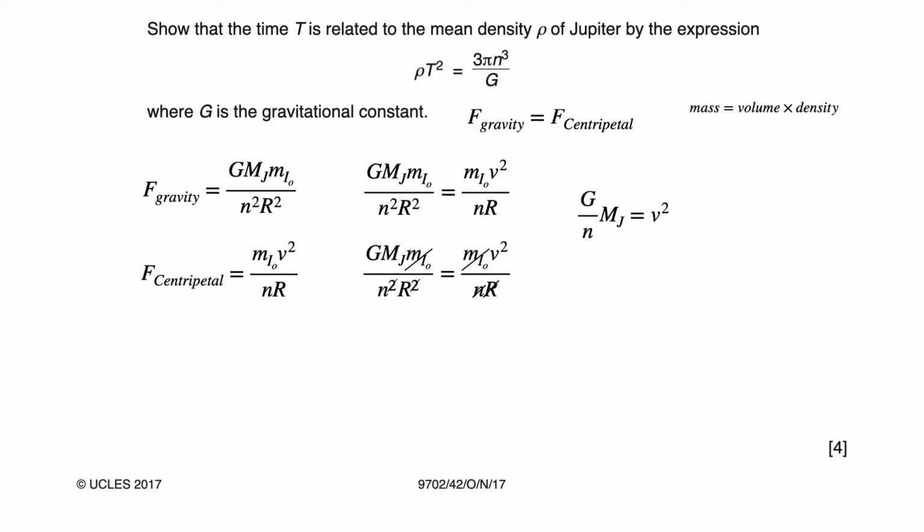So mass is nothing but, density is nothing but mass by volume. So what is mass? Density multiplied by volume. This is a perfect sphere we are talking about. So the volume of a sphere is 4 by 3 pi r cube, and the density is rho. So using mass equal to volume multiplied by density, we are getting mass of the Jupiter.